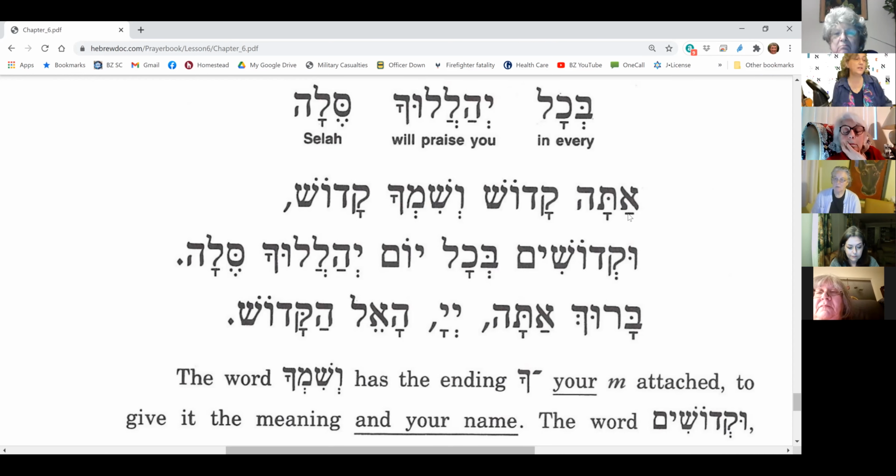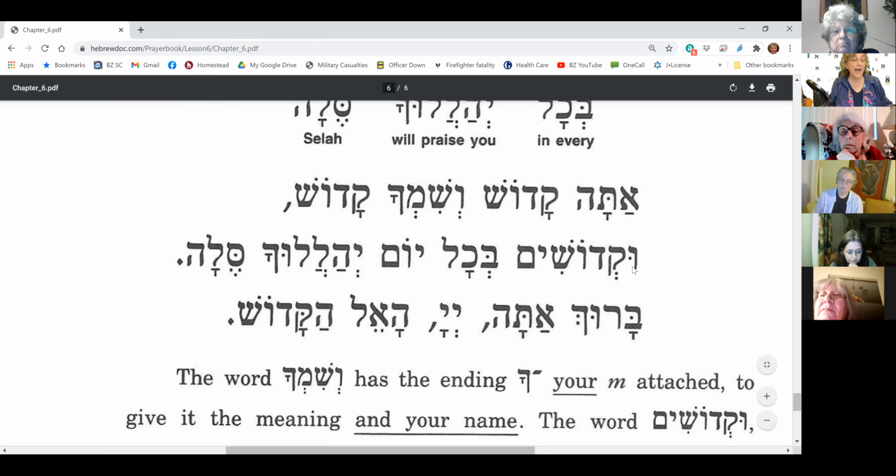It's connected to the Ata form of you, meaning it's masculine and singular. And then you have to know that the Shimcha part means your name. That's the hardest word out of all of what we've done so far. And then Kadosh. So you are holy and your name is holy. And then we got to the plural. We said Kedoshim, holy, plural things. Kedoshim, holy, whatever this is are holy. B'chol. And I think we've seen that before.